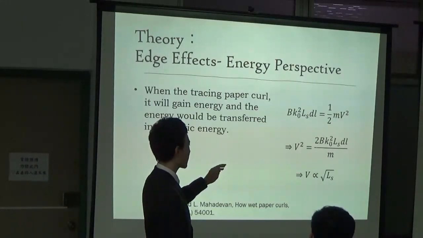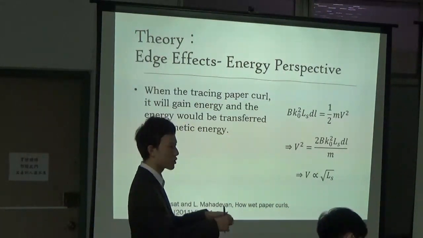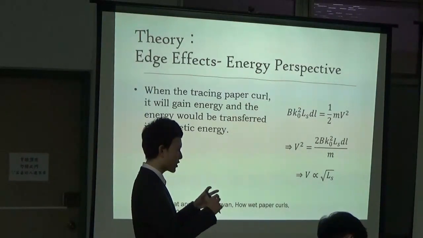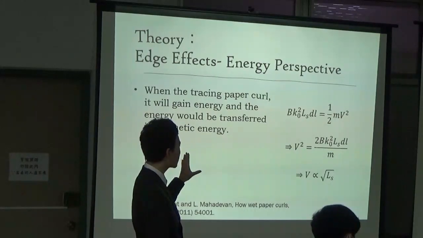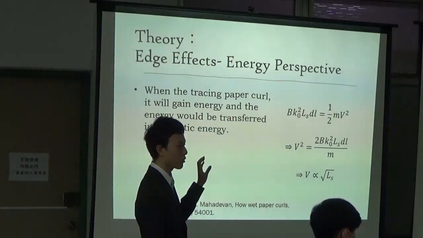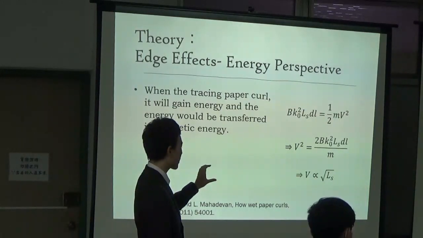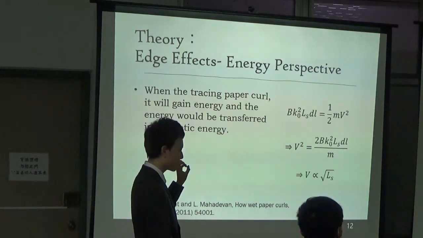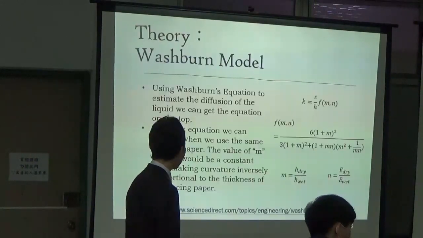And I think that after it curls, it will have a speed to curl up. So I derive the energy it obtained. It will turn into kinetic energy, from which we can know that the velocity will have a square root relationship with our stiff side length.